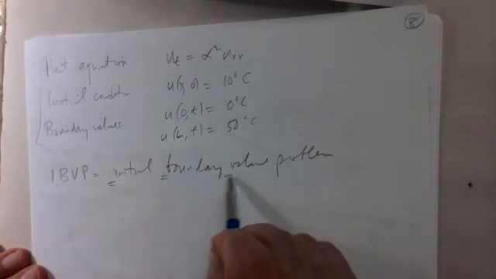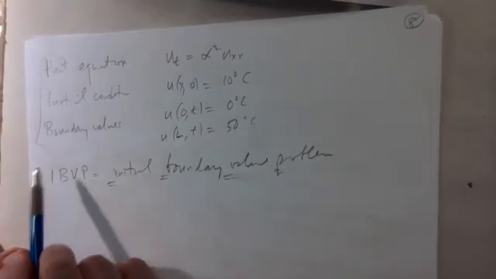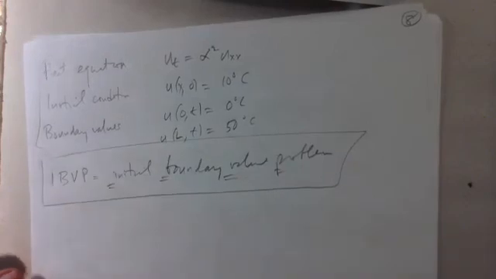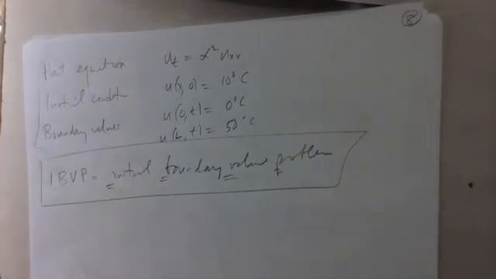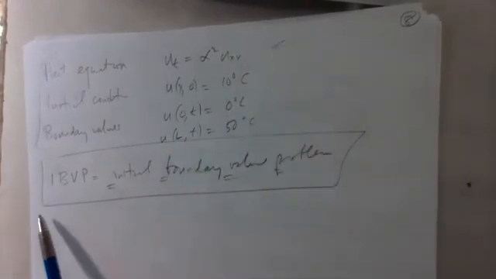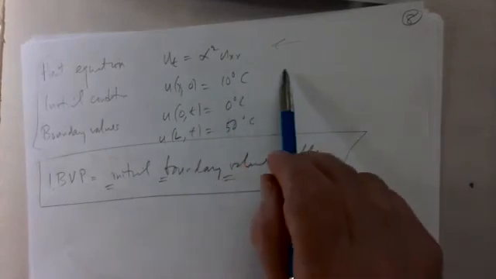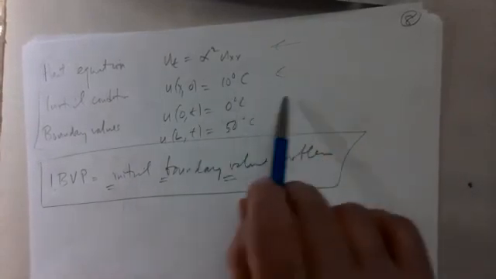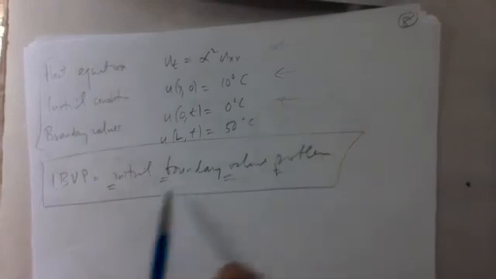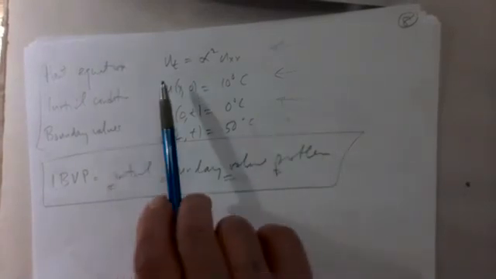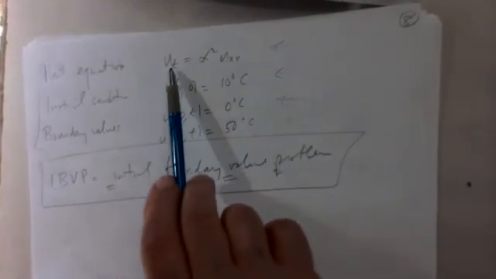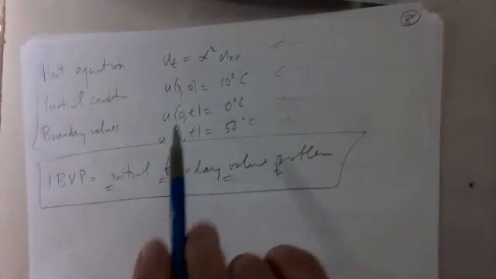Initial boundary value problem. So the typical problem in partial differential equations is: given a partial differential equation, here's a partial differential equation, and some initial condition and some boundary values, find a function u that satisfies the equation and the initial condition and the boundary values.